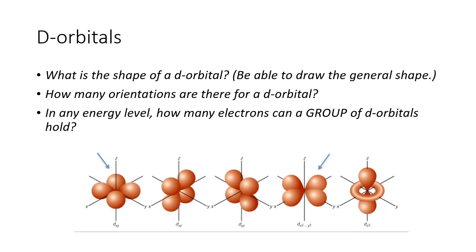D orbitals have an even more interesting shape. In this case, they now have 2 different nodes that cut the orbital in half and then in half again. And so there are 5 different orientations, and some of them have unique shapes. One of them does have this unique shape. They refer to it as the donut hole, and then there is an orbital going above and below that donut hole. Again, each of these can hold 2 electrons, and so in any energy level, a group of d orbitals can hold 10 electrons.